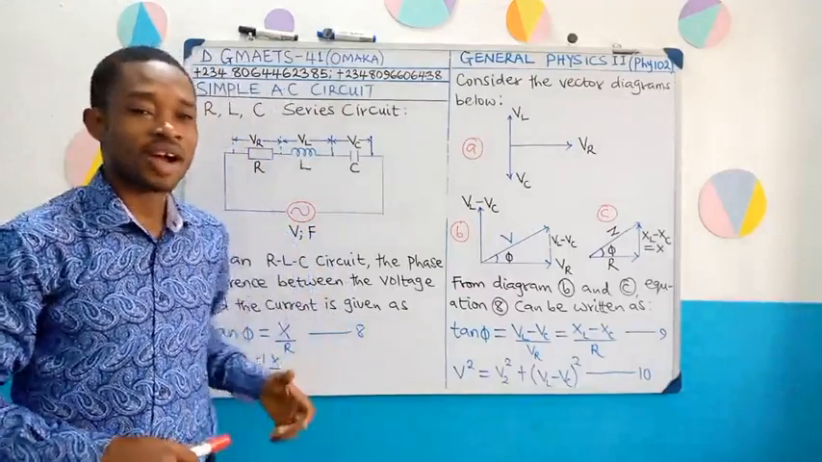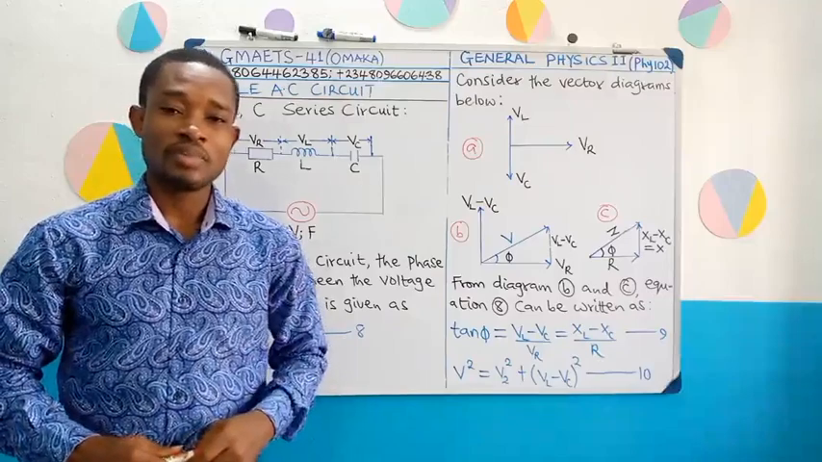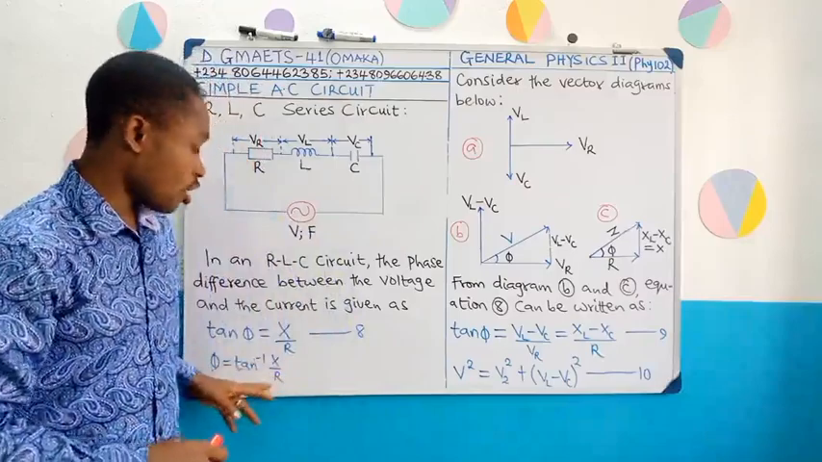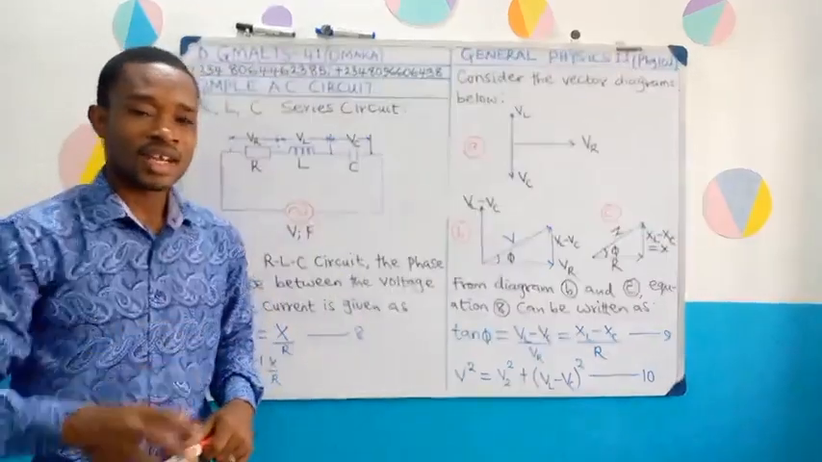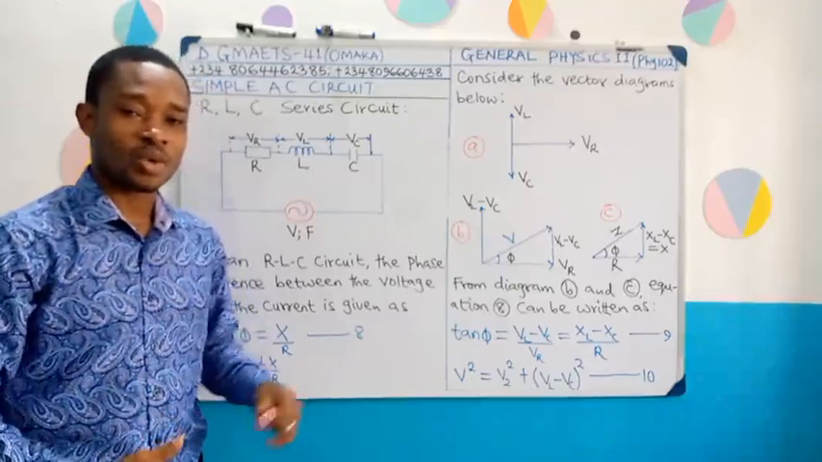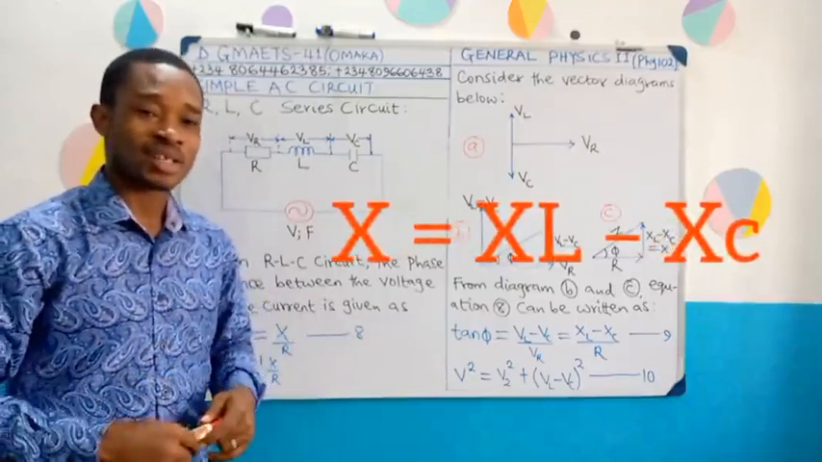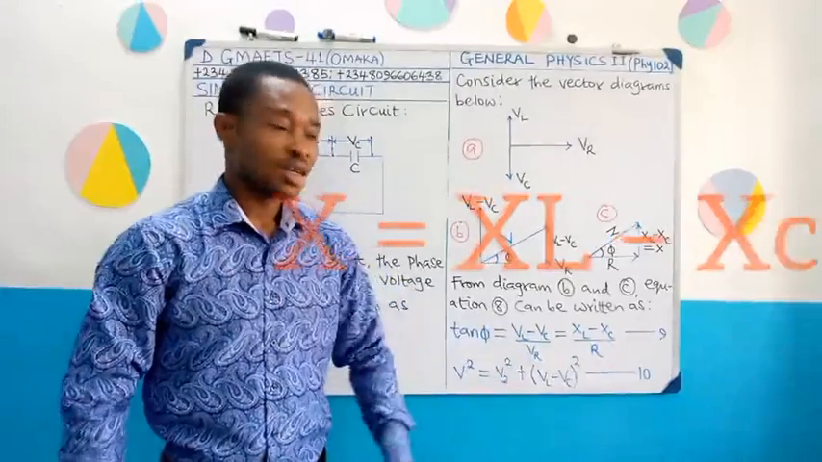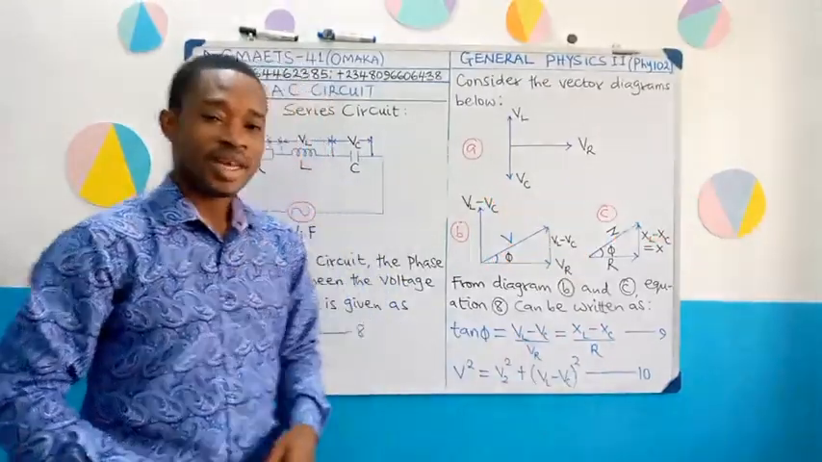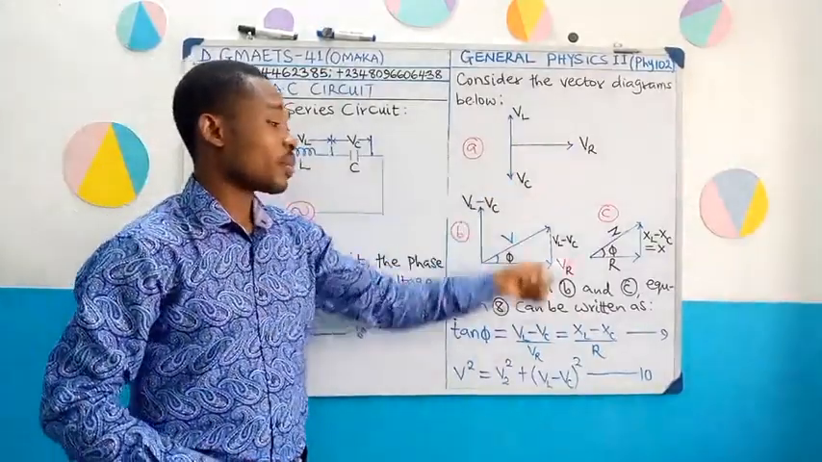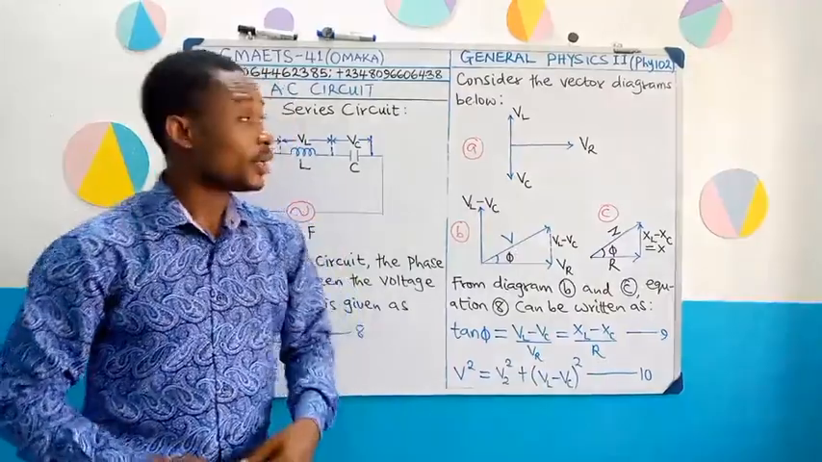So this equation 8 gives us the value of the phase angle. Of course, if you make phi the subject of the formula, it's going to be the arc tan, that is tan inverse, of X over R. And don't forget that we've already established that X is equal to XL minus XC. So you could see that equation 9 is simply another form of equation 8.